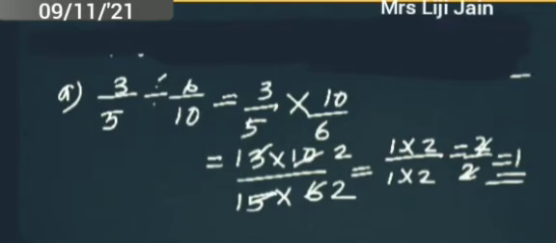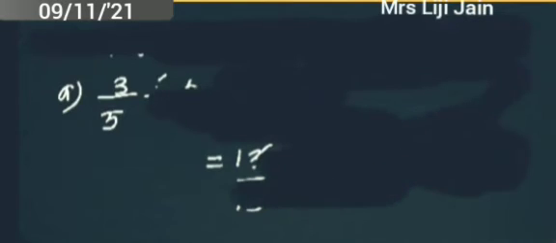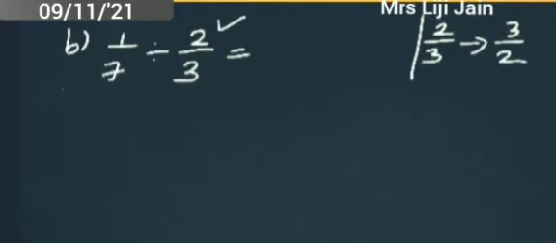B, the question is, any doubt? I think it's very easy, isn't it? Okay. Take the reciprocal of the denominator and multiply. The question is 1 by 7 divided by 2 by 3. Here also what we have to do, find the reciprocal of 2 by 3, isn't it? Which is the denominator fraction here? 2 by 3 is the denominator fraction. And what is the reciprocal of 2 by 3? Yes, 3 by 2.